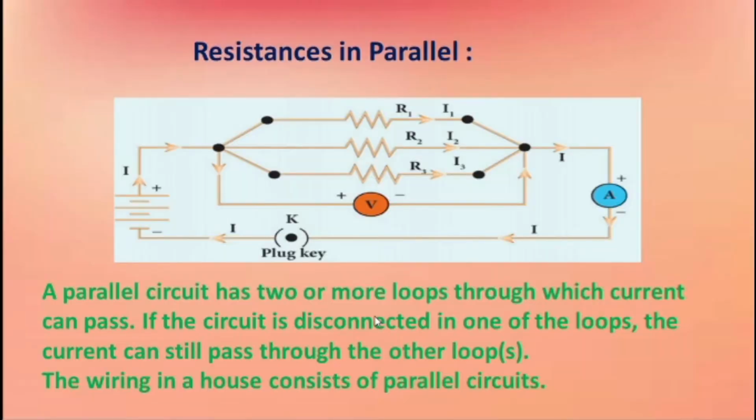Now we move to the next heading, resistances in parallel. See the diagram. From this point, we take three loops. A parallel circuit has two or more loops through which current can pass. If the circuit is disconnected in one of the loops, the current can still pass through the other loops. That is very important. The wiring in a house consists of parallel circuits.